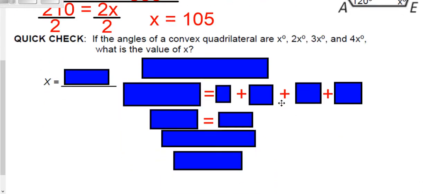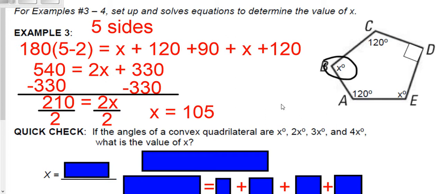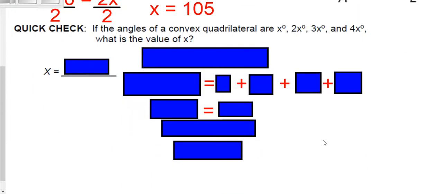Here's the quick check. You're going to set it up similarly. If you want to pause the video and see how far you can get by yourself, that would be a good idea. And then if you get stuck, turn on the video again and check your answer.